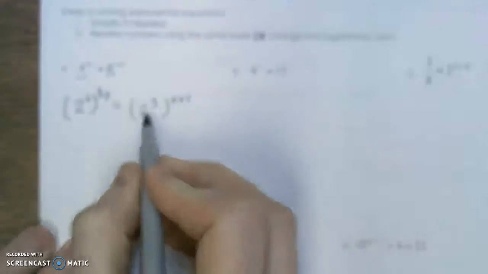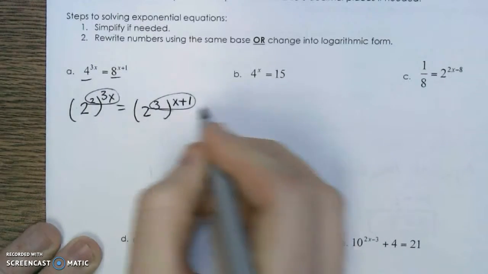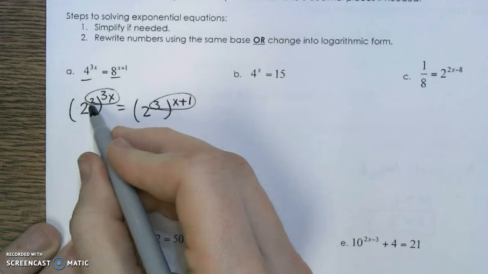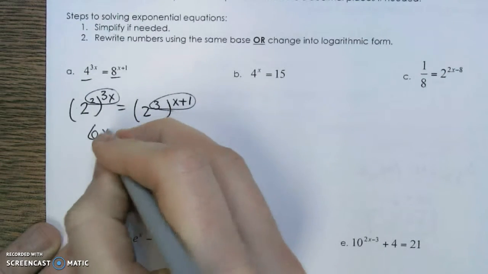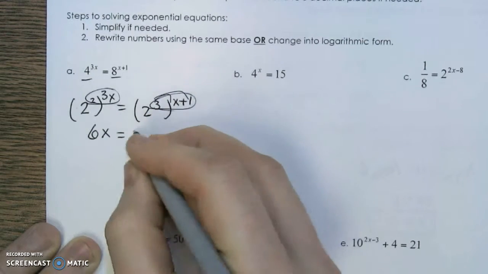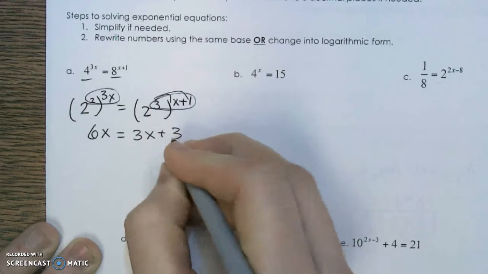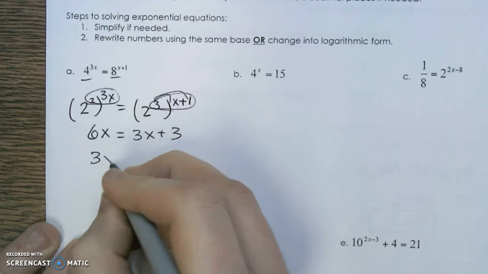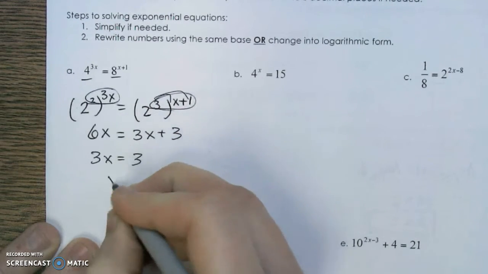And if the bases are the same, then their exponents have to be the same if they're equal. So this is going to be 6x if you multiply, and 3x plus 3 if you distribute. And if you subtract 3x to the other side, you get 3x. And if you divide by 3, you get 1.